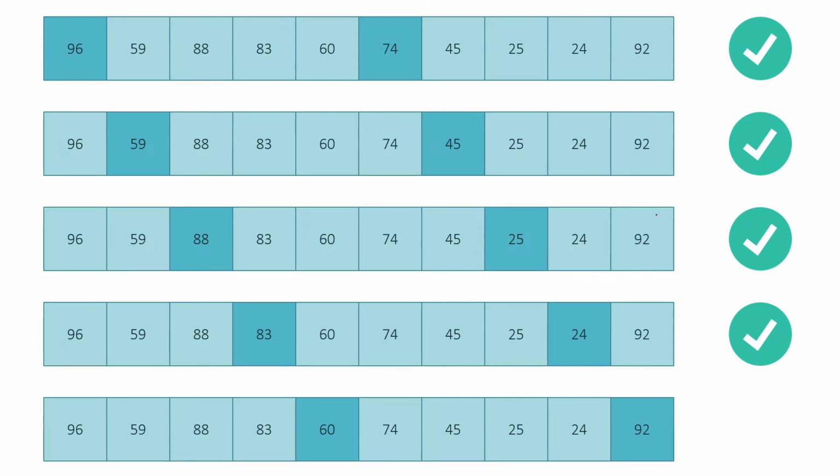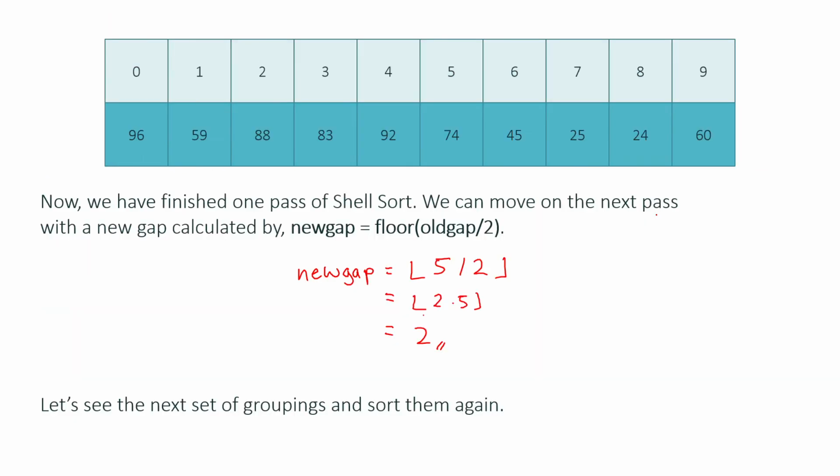The fifth group is not sorted because 92 is greater than 60. The elements swap places and now the group is sorted. Now we have finished one pass of shell sort. We can move on to the next pass with a new gap calculated by new gap equals old gap divided by 2. Let's see the next set of groupings and sort them again.